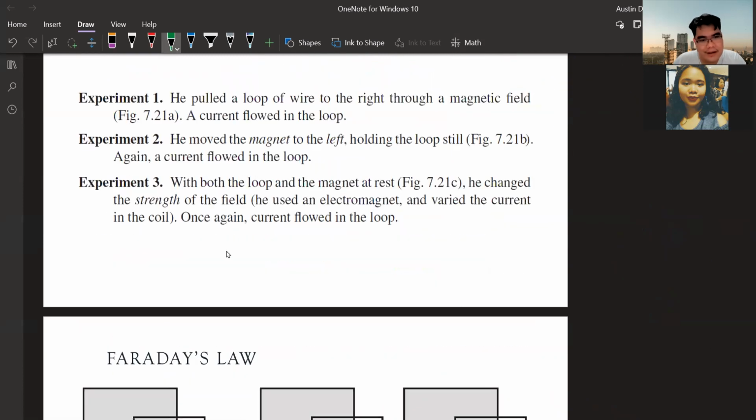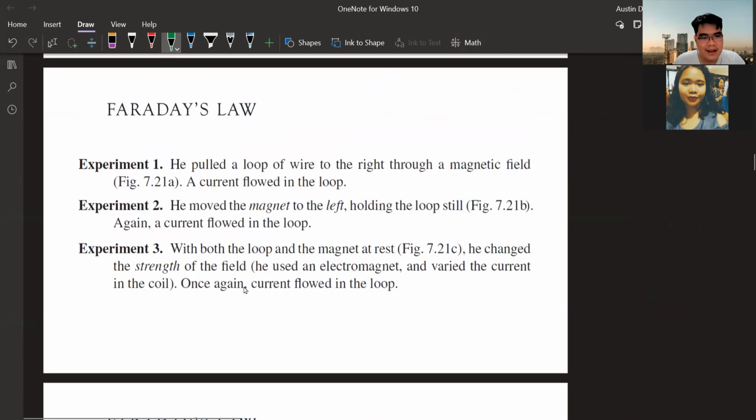Now, experiment 3. So, sabi ni Faraday, ay, obvious tong experiment 1 and 2 ko. Siyempre, relativity lang to, di ba? Kung anong ginawa mo, yung point of view ng isa, point of view lang din ng isa. So, binaliktad mo lang, parang ganun. Okay, parang intuitive naman yun.